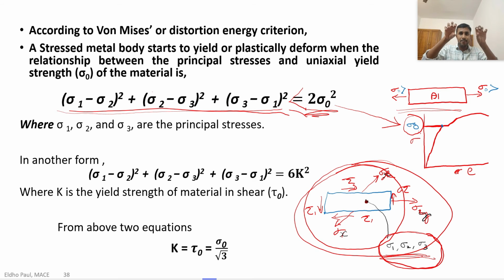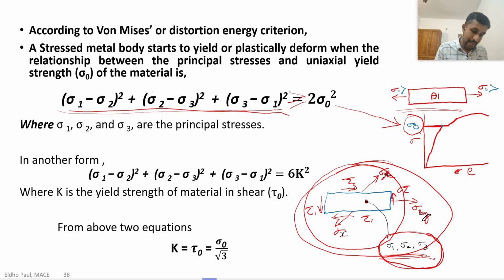Using this Von Mises criterion, we develop a relation between sigma 0 and the principal stresses in a complex loading condition, and that relation is this equation. If this equation is satisfied, greater than or equal to, under complex loading condition for an object, then there will be permanent or plastic deformation. That is the condition for yielding. This is called the Von Mises or distortion energy criterion.